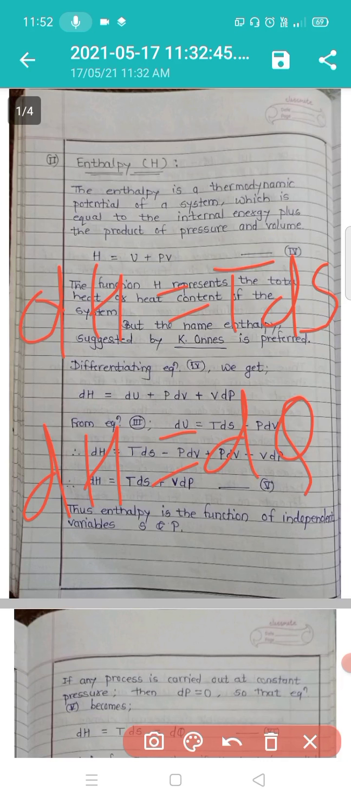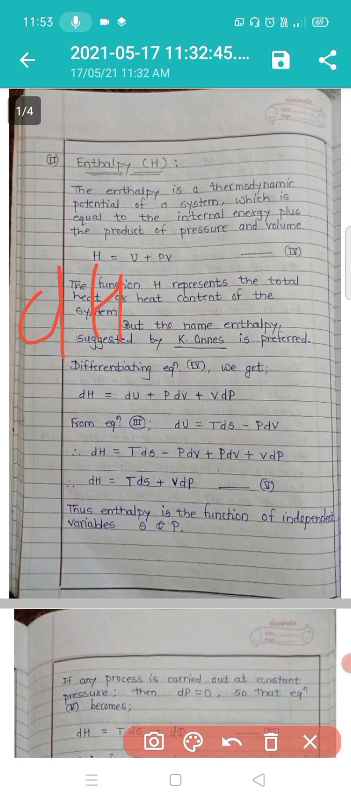That is, for any system, if heat is supplied at constant pressure, then the change in enthalpy is equal to the heat supplied dQ. The change in enthalpy is equal to the heat supplied to the system. Hence, enthalpy is termed the total heat function or heat content. This is regarding the enthalpy of the system. It gives the total heat content of the system. Understood?